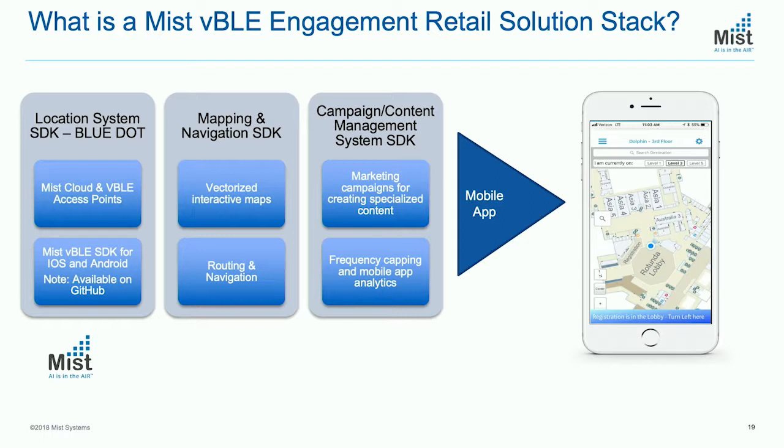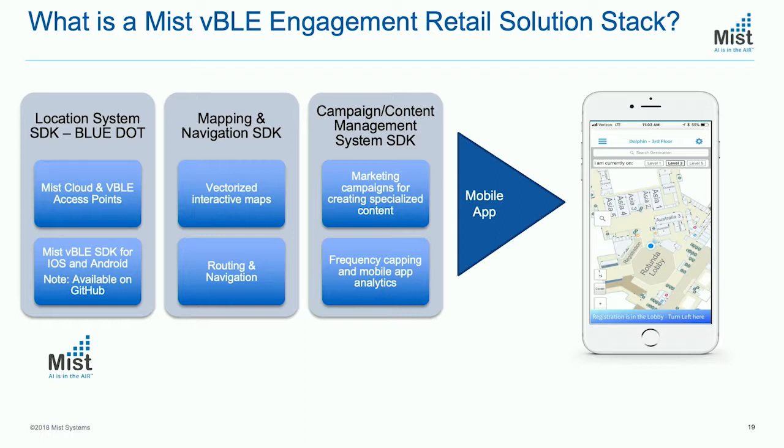So when you're deploying, this is an engagement solution. So wayfinding. Obviously you need the access point or beaconing device, and you also need a location SDK. Typically that is built into the mobile app, but the location calculations happen with the location system. You need some sort of mapping and navigation, so you need to convert your floor plans into a vector floor plan, or add waypoints, that kind of stuff.